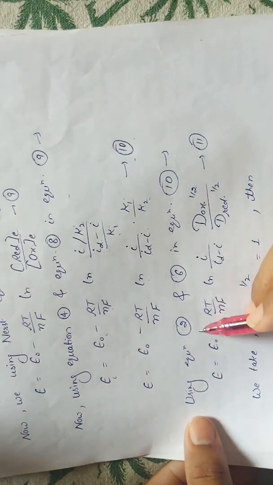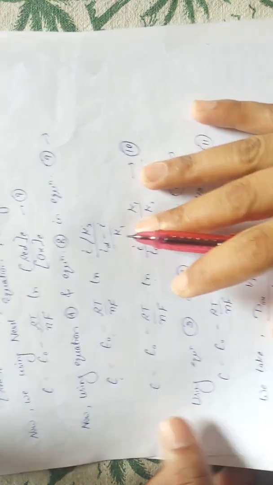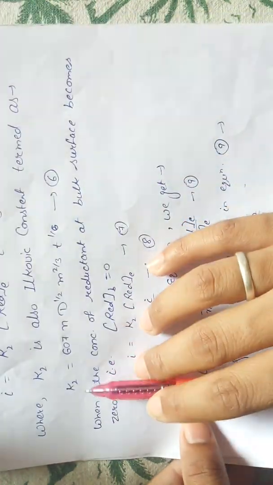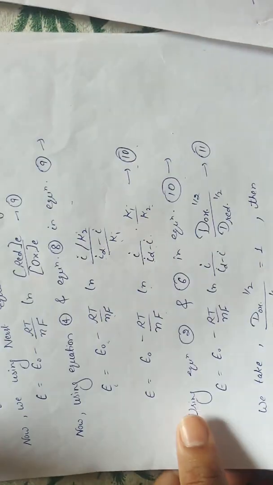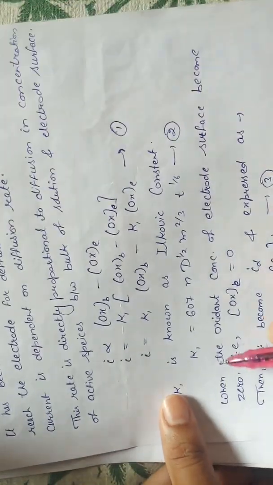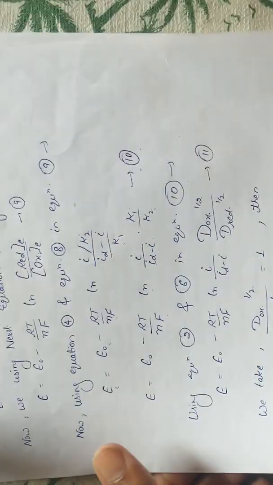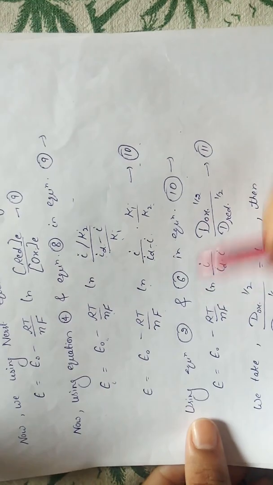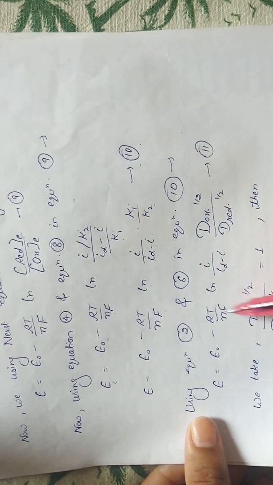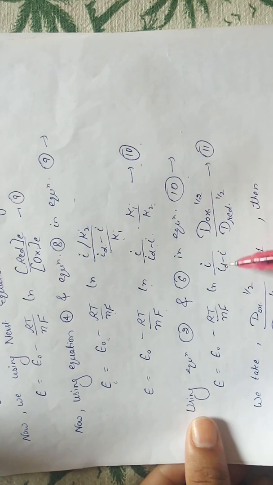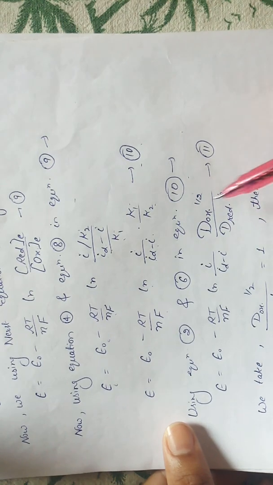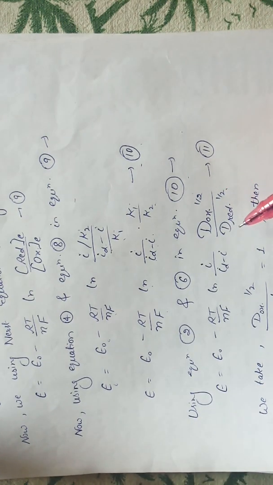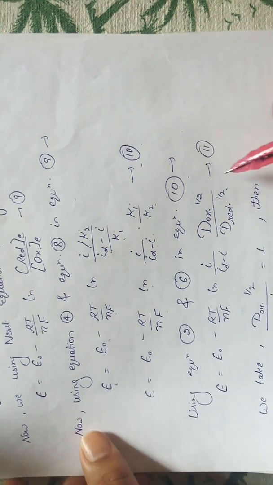So using equation number 2 and 6 in equation number 10. What is equation number 6? Value of K2 is equation number 6. And what is equation number 2? Value of K1 is equation number 2, right? So put both of these in equation number 10. E is equal to E naught minus RT by nF ln I upon ID minus I, D of oxidation half upon D of reduction half, and both these values, that is for K1 and K2, will cancel each other, right? So it will be remaining.